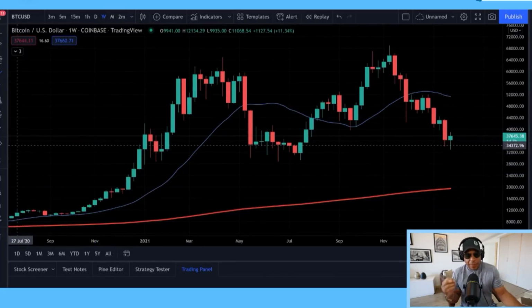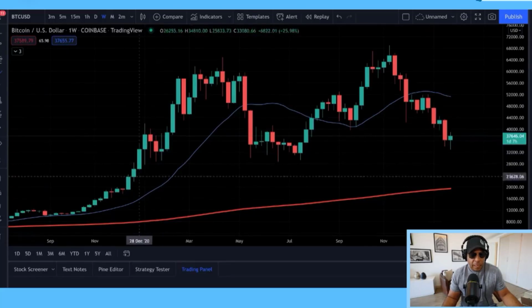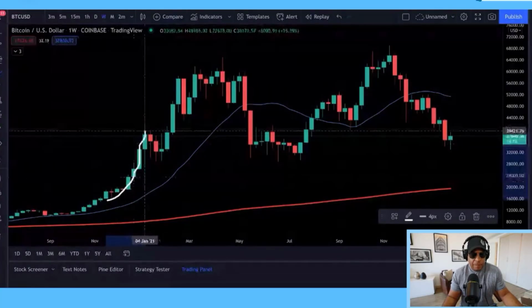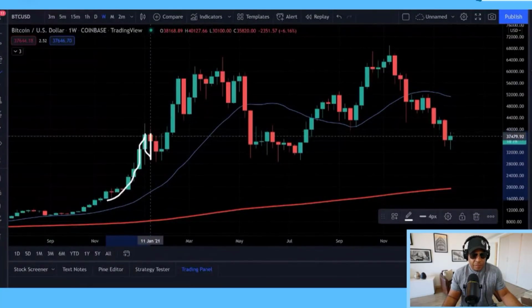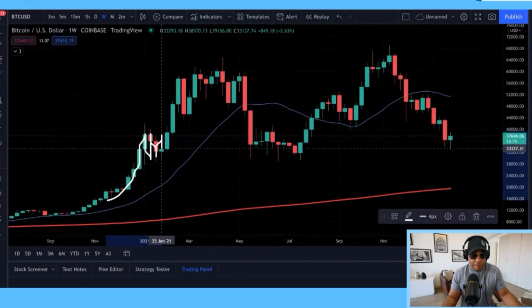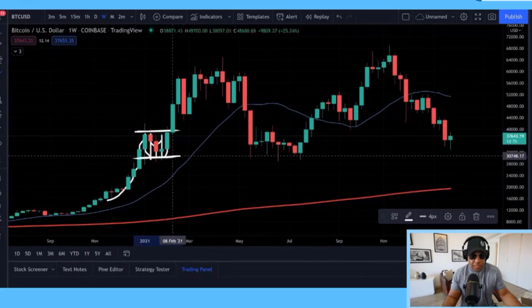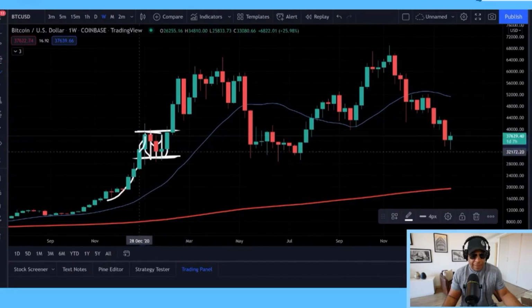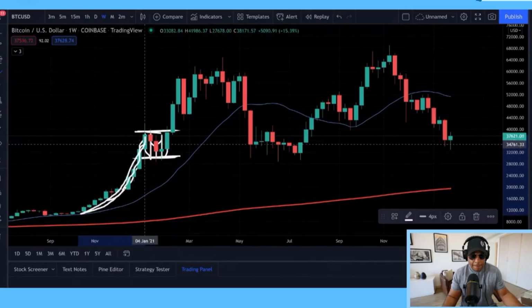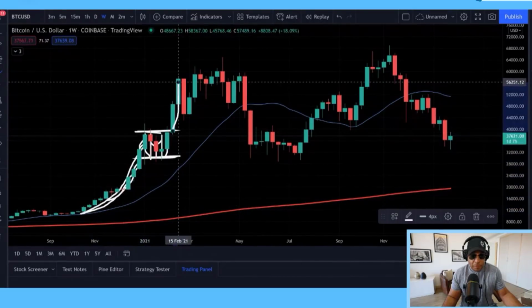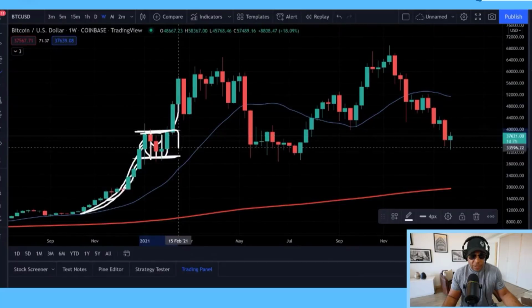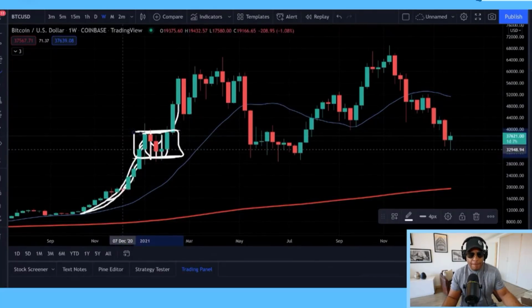So we're going to take a look at the weekly chart of Bitcoin, and I want us to go over all the congestion periods in the chart. We have this run up here and then this congestion period. It's usually a break or a pause in the action, and boom. So that's congestion period number one.